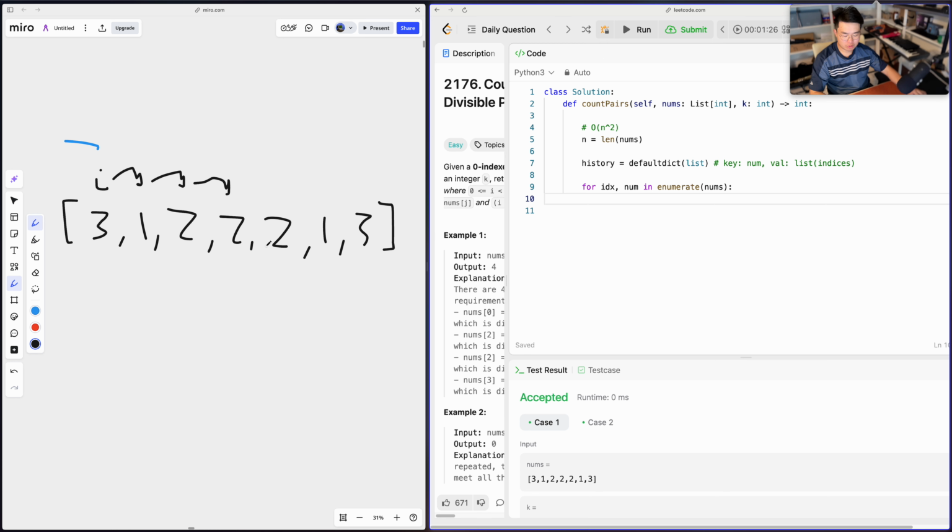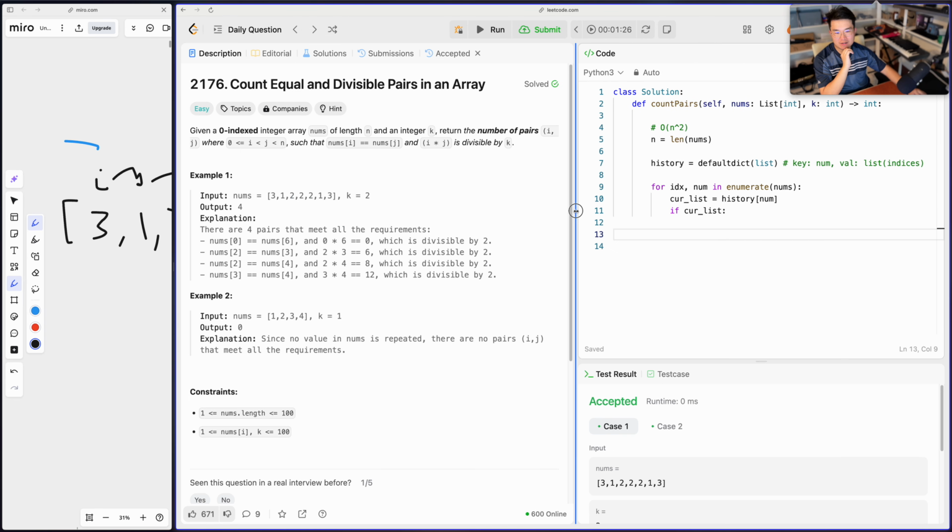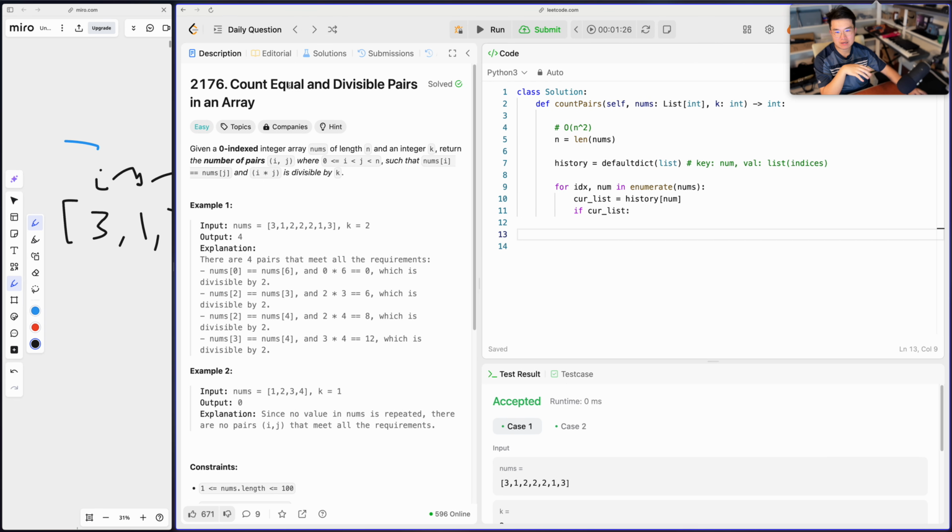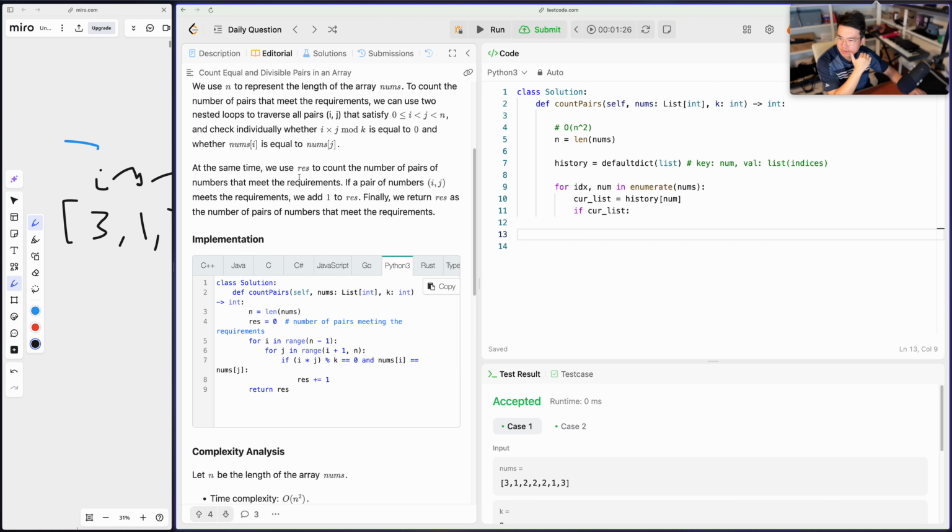wait, I don't know if this is better. What are we looking for? If history, this is going to be a list, right? The current list is history[num]. If there's stuff in the history, no, I'm not. Okay, no, it's fine. I just did the n squared. Let me see how to optimize.